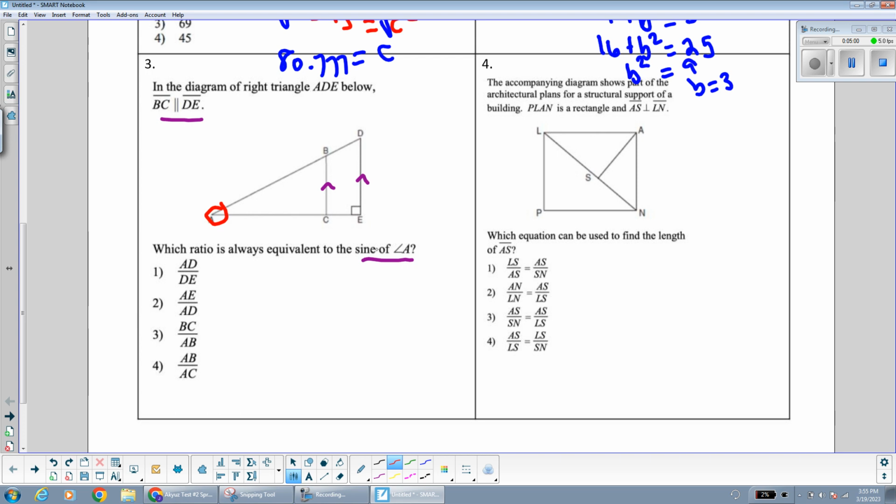So remember, sine is O over H. So in the small triangle, O would be BC and H would be AB. In the big triangle, O, opposite from angle A, would be DE. And H would be the whole hypotenuse of the big triangle, which would be AD. I'm looking at which answer choices matches up to either one of these. Both of these are valid. And I see it's the one from the small triangle that's listed here.